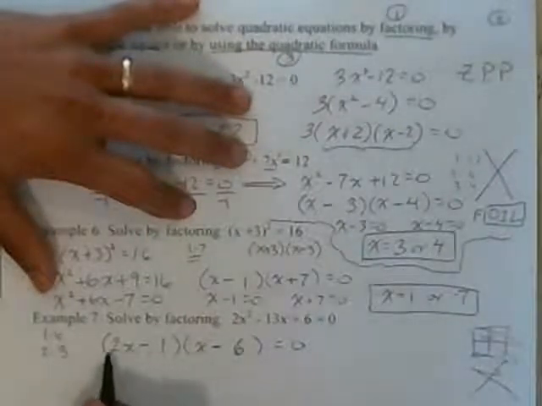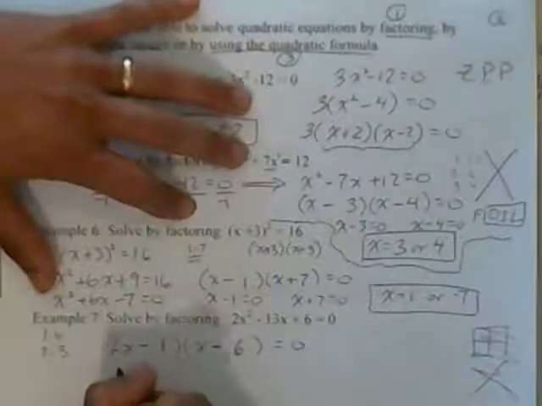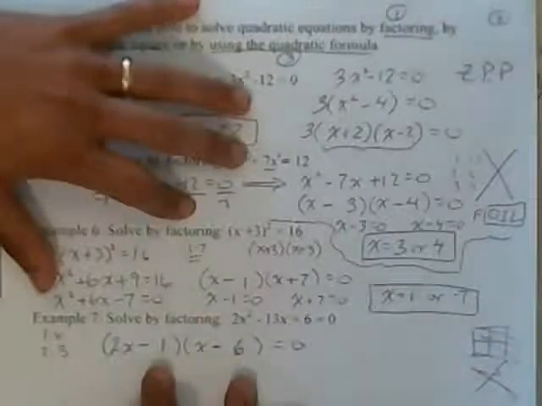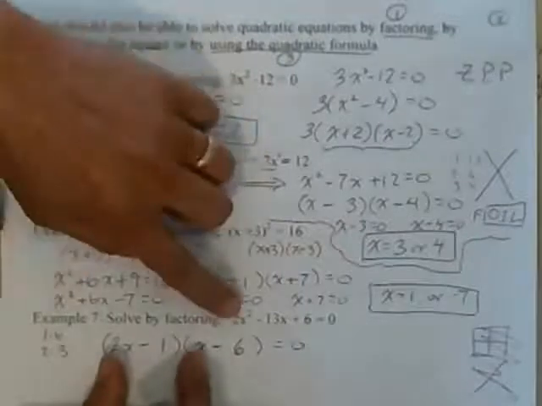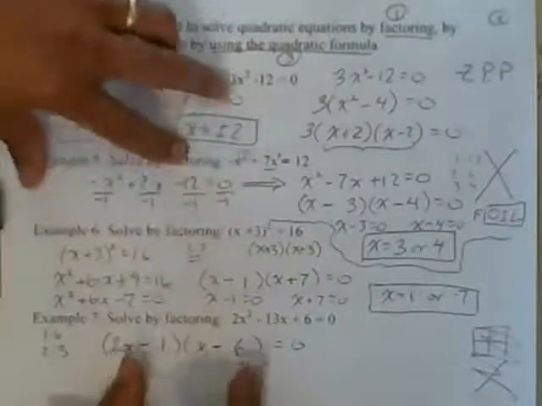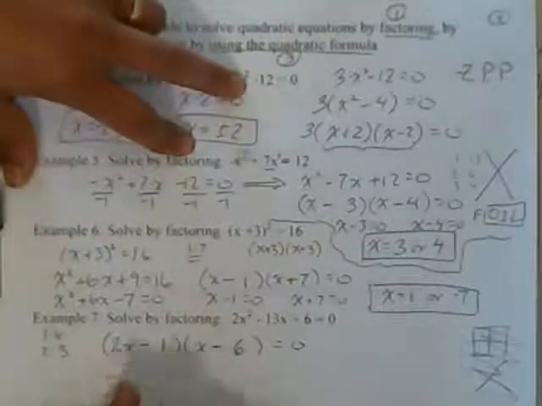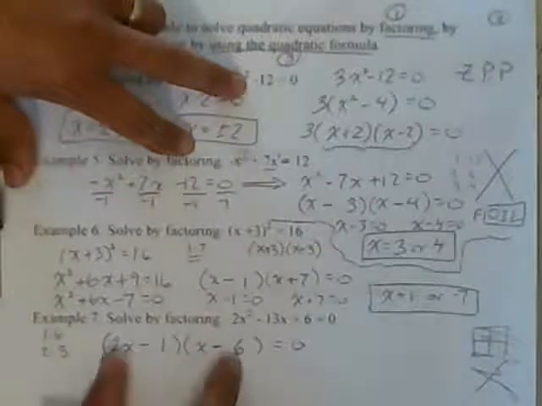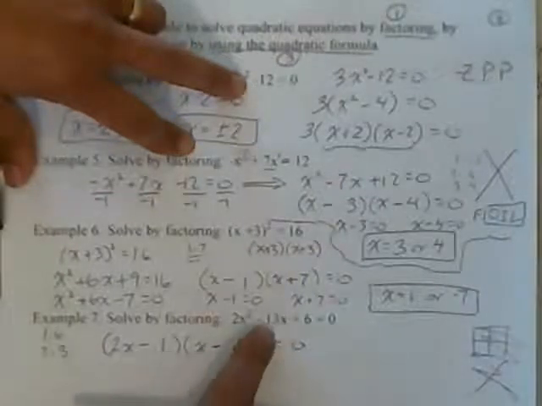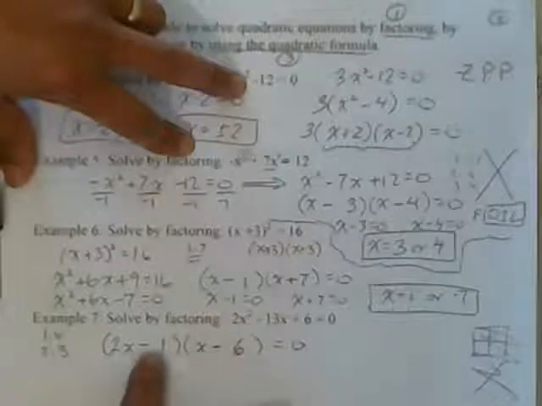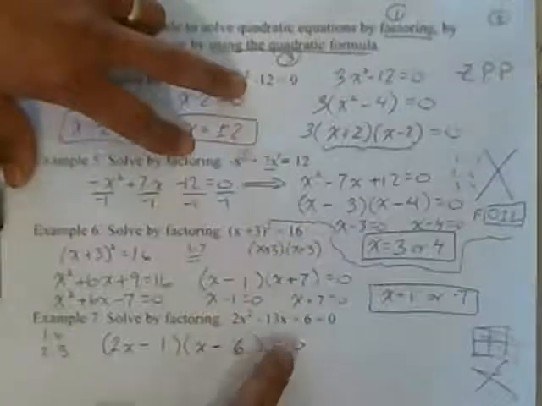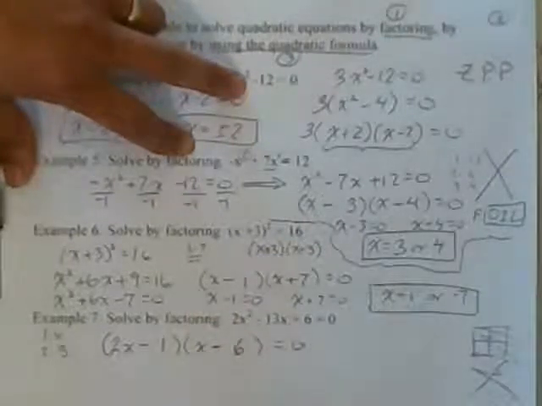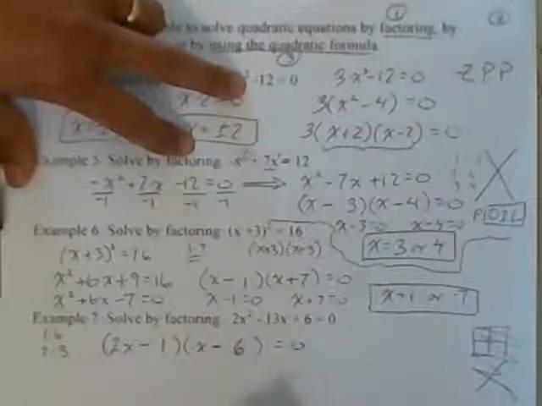Before we zip it out and set each factor equal to 0, I'm sorry, we forgot to check our oil and our foil. That's 2x squared, right over here. Minus 12x: 2x times negative 6 is minus 12x. Minus 1x is minus 13x. L: negative 1 times negative 6 is positive 6. So we checked our oil and our foil.